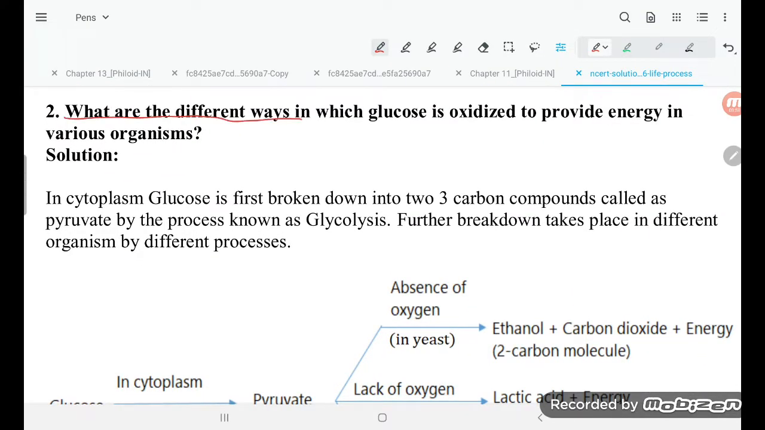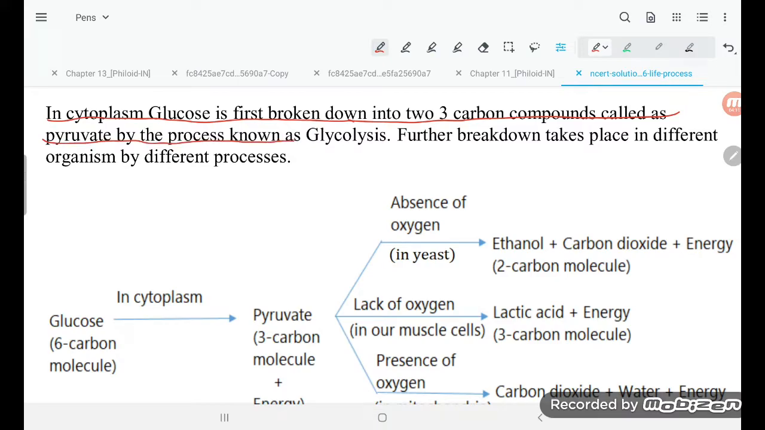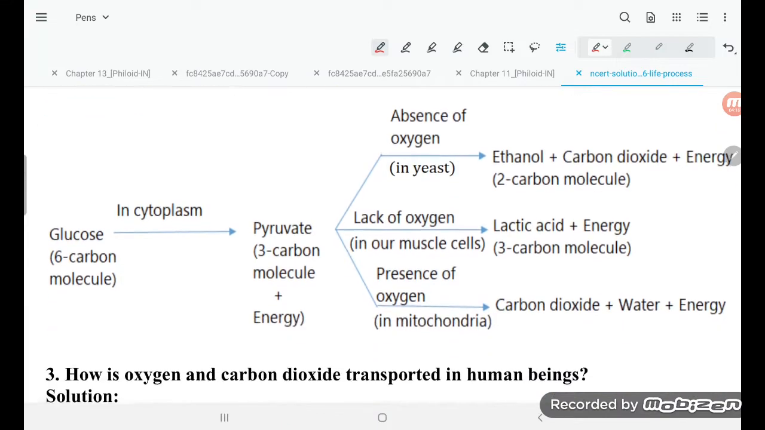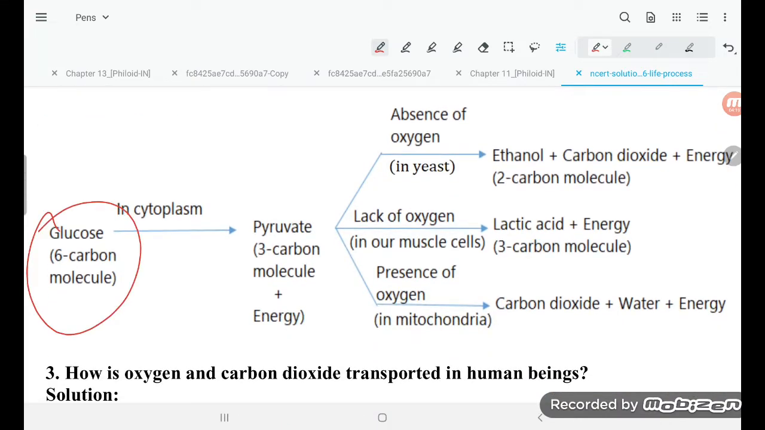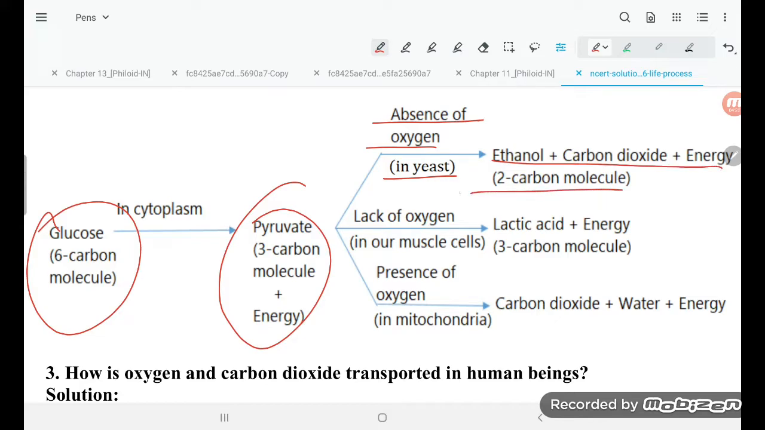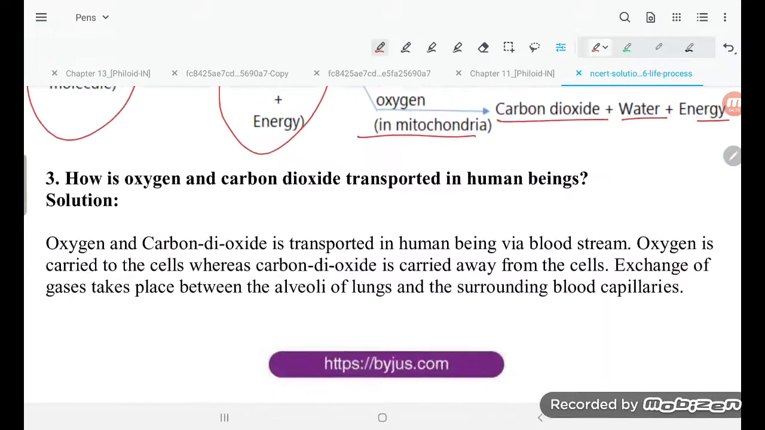What are the different ways in which glucose is oxidized to provide energy in various organisms? In the cytoplasm, glucose is first broken down into a three carbon compound called pyruvate by the process of glycolysis. Further breakdown takes place in different organisms by different processes. So the six carbon molecule glucose is broken into pyruvate. In the absence of oxygen, in yeast, it gives ethanol, carbon dioxide and energy. With lack of oxygen in muscle, it gives lactic acid and energy. And in the mitochondria, it gives carbon dioxide, water and energy. So these are the processes.